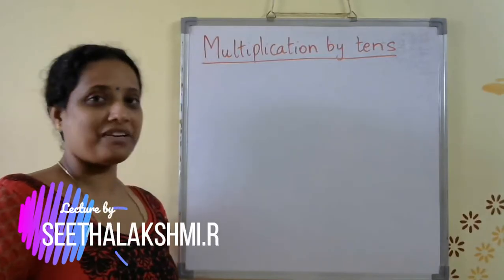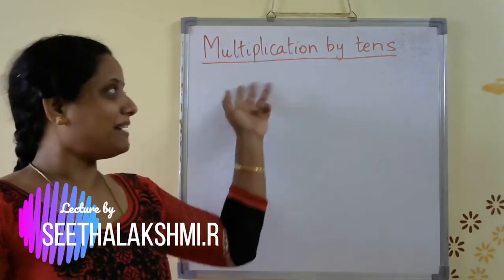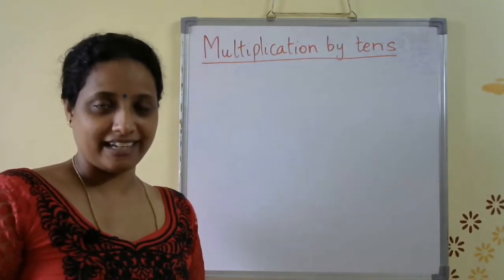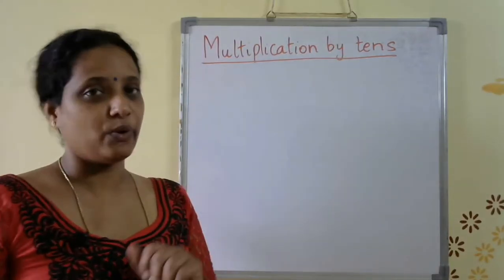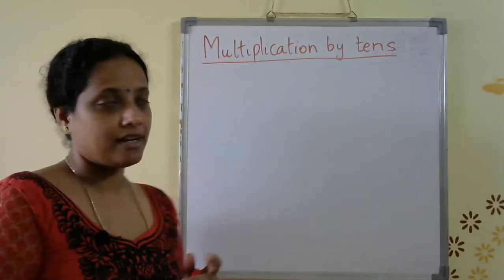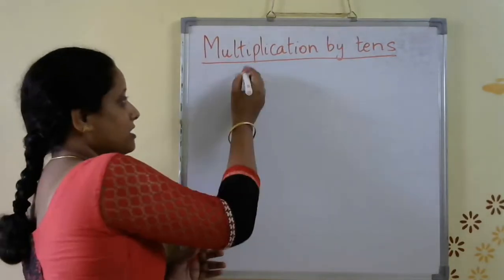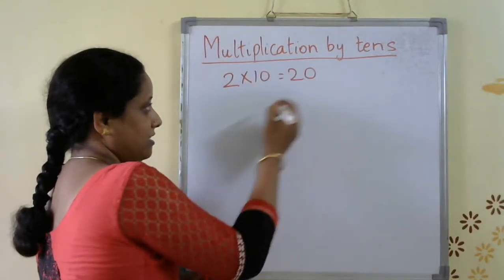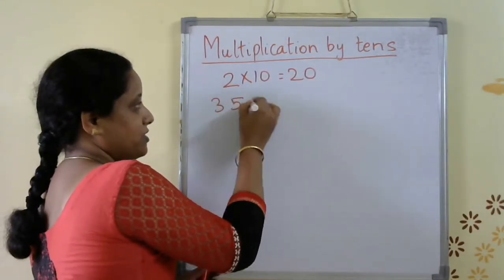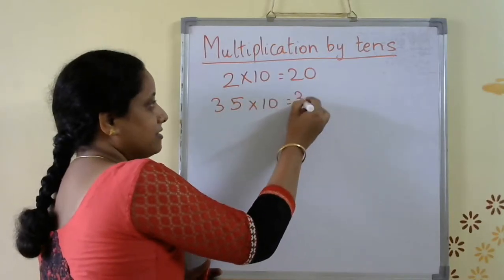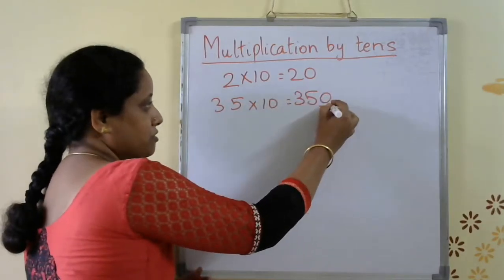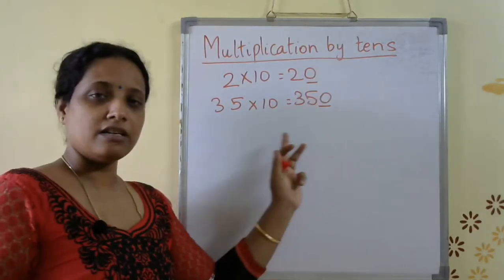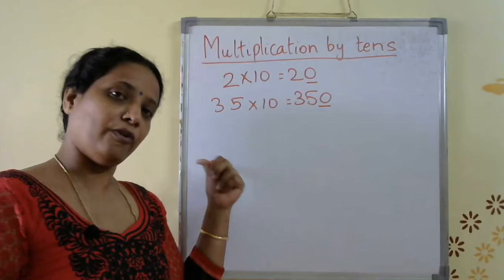Hello children, now we are going to start with our next topic, multiplication by tens. Any number that is multiplied by 10 will have 0 in the ones place. As you know this, for example, 2 into 10, the answer will be 20. Or if I take 35 into 10, the answer will be 350, and so on. So you can see the ones place is always 0 whenever you multiply by 10.